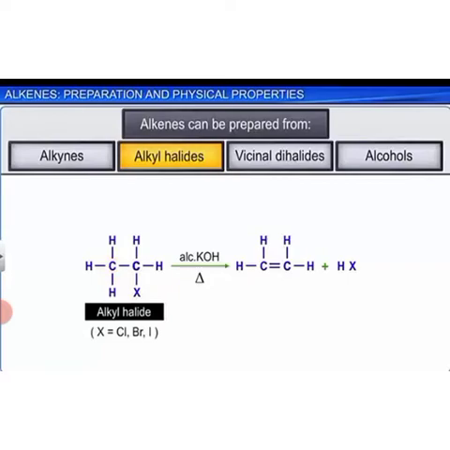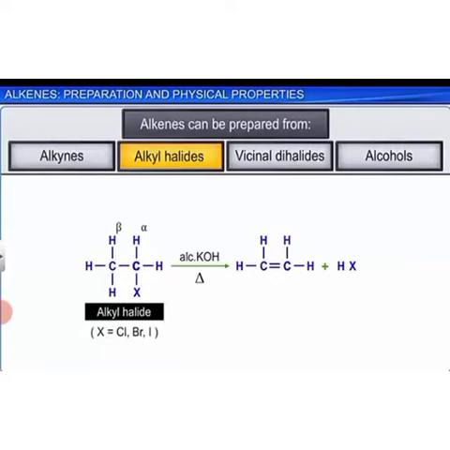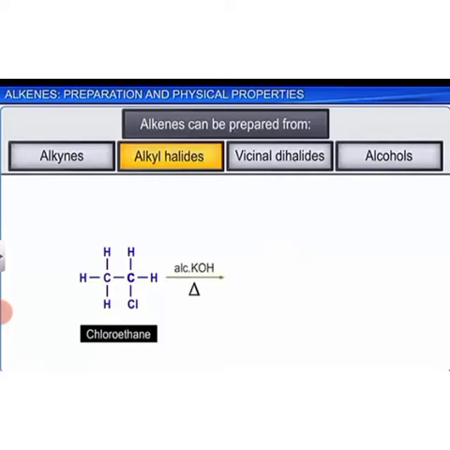The carbon atom attached directly to halogen is called alpha carbon, whereas the adjacent carbon is called beta carbon. Hence, the reaction is known as beta elimination reaction. As hydrogen and halogen atoms are removed in the form of halogen acid from alkyl halide, the reaction is also known as dehydrohalogenation reaction. For example, 1-chloroethane, on heating with alcoholic potassium hydroxide, forms ethene.